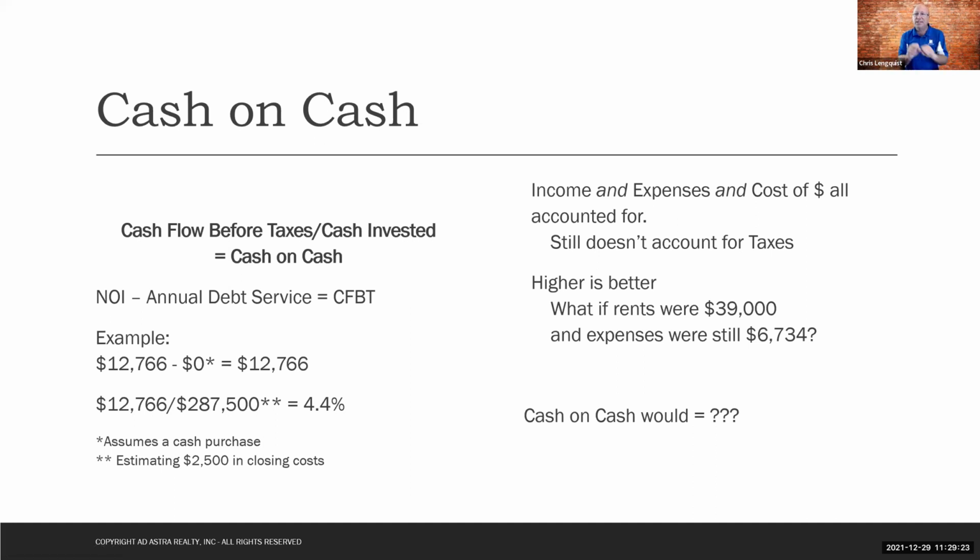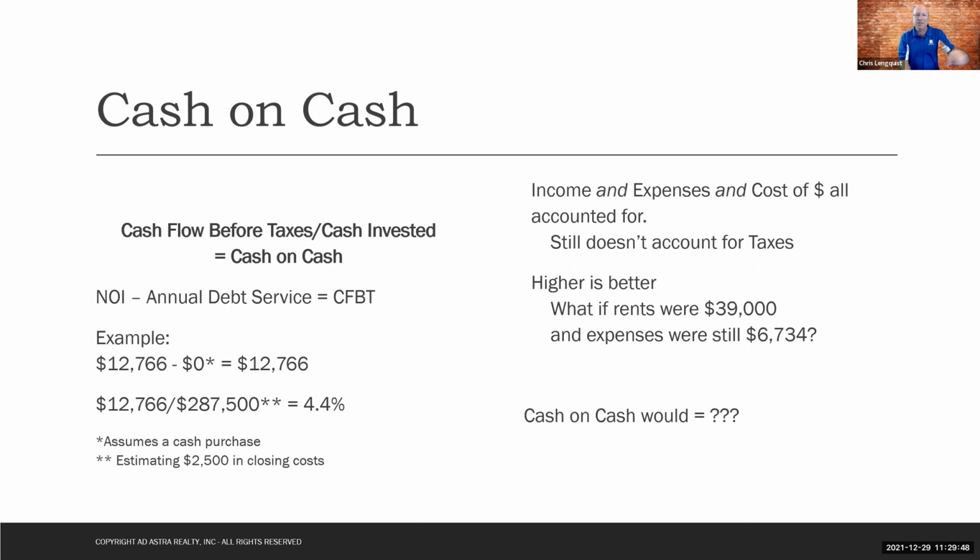I'm going to zoom through this because this isn't really popular with a lot, but this is for your cash buyers mostly. Because if they're not going to have a cost of money, which there is, there's always a cost of money. But cash on cash, this is for your cash buyers. It's cash flow before taxes divided by cash invested, cash on cash.